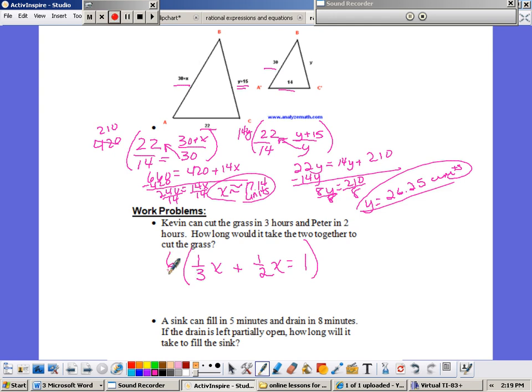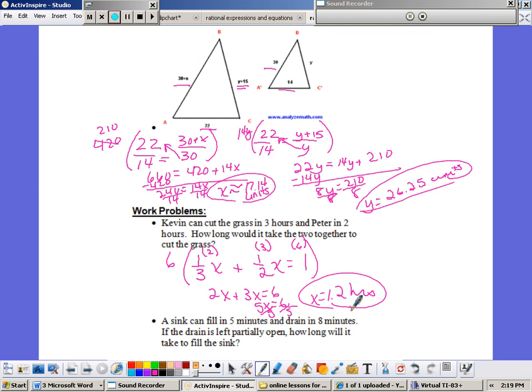Common denominator is 6. So this picks up a 2, this picks up a 3, this picks up a 6. So 2x plus 3x equals 6. 5x equals 6. Divide by 5, x is 1.2 hours. So it's going to take them 1.2 hours together.